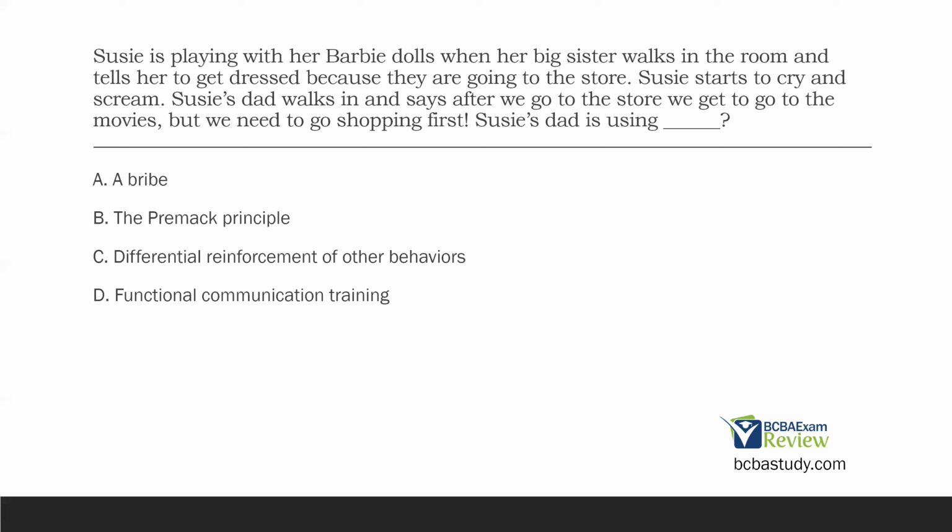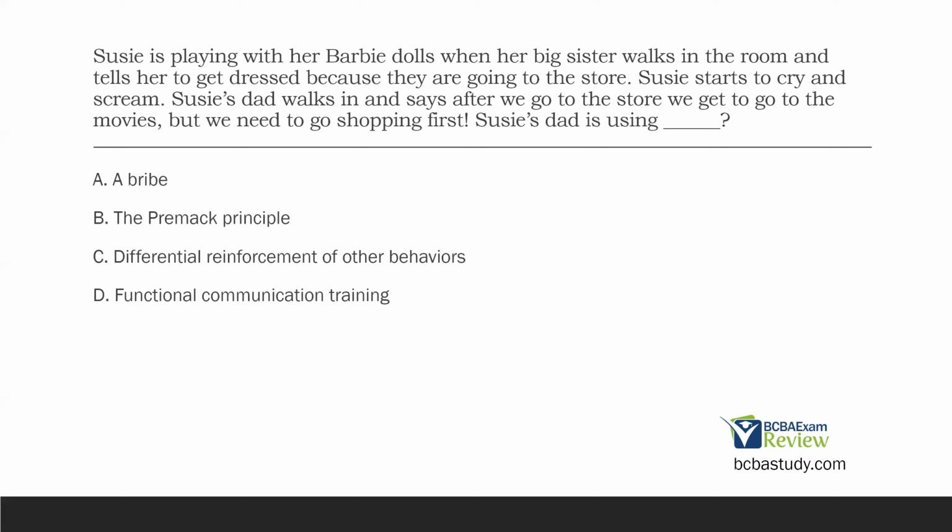So now I have a plan going to the answer choices, right? So when I see a bribe, is he bribing her? Well, a bribe is a reverse contingency, right? A bribe would be, okay, we're going to go to the movies and then we go shopping. That's not what dad said. Dad said first we go shopping and then the movies. So dad is implementing the contingency properly.